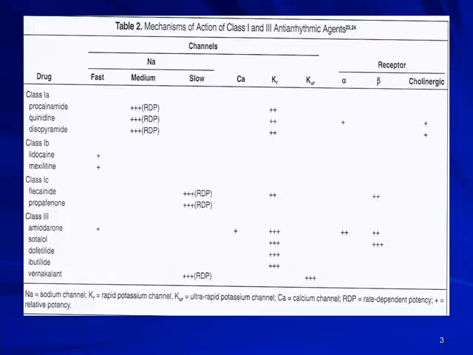Even the class 1A drugs have some effects other than just on the sodium channel. So this gives you, I think, a sense that, yes, there's the Vaughan-Williams classification, which tells us that drugs work by primary mechanisms, but in reality, most of these drugs have multiple effects on the cardiac action potential and on the movement of ions across cell membranes.